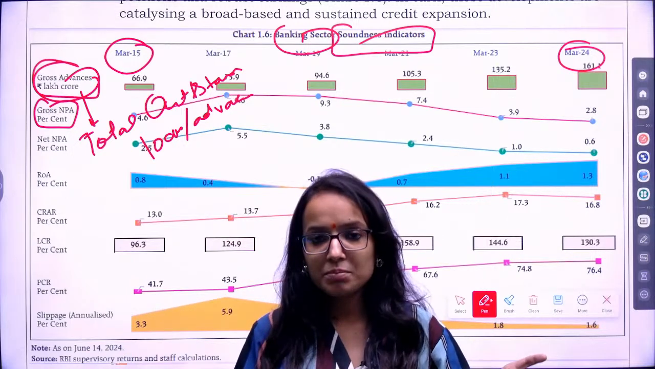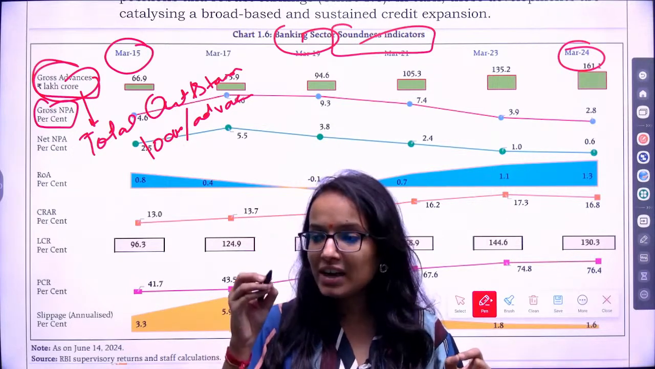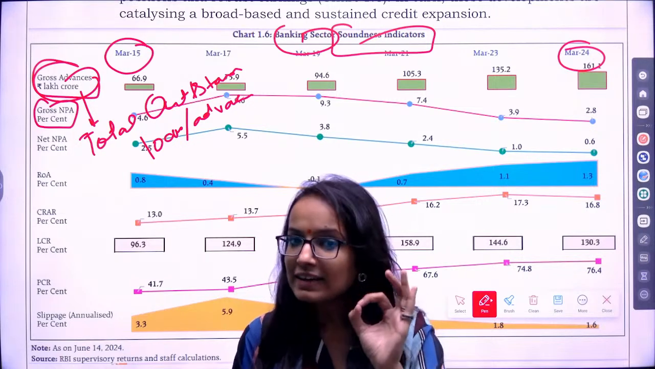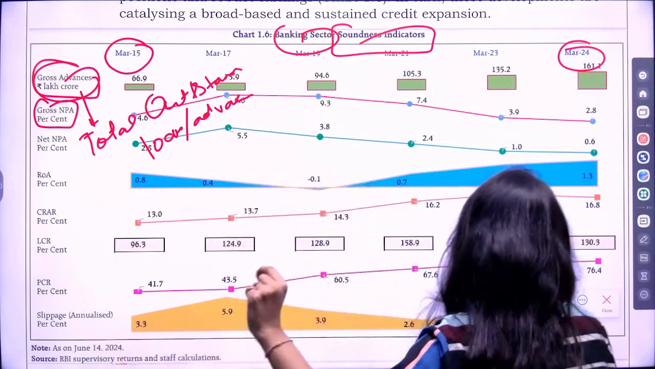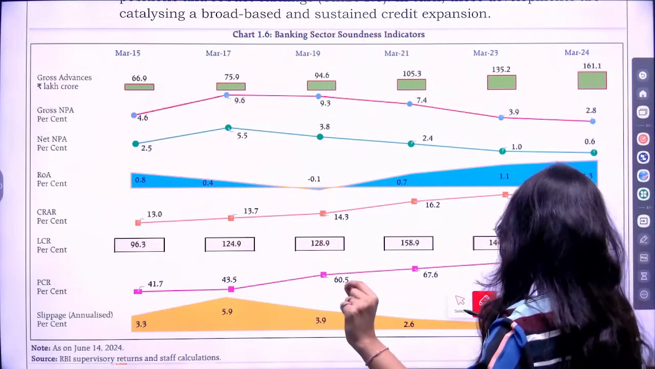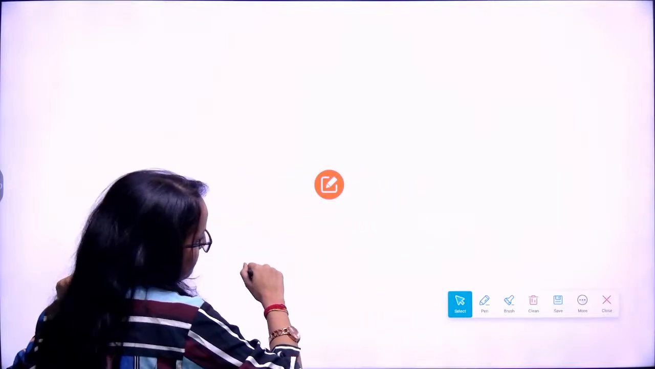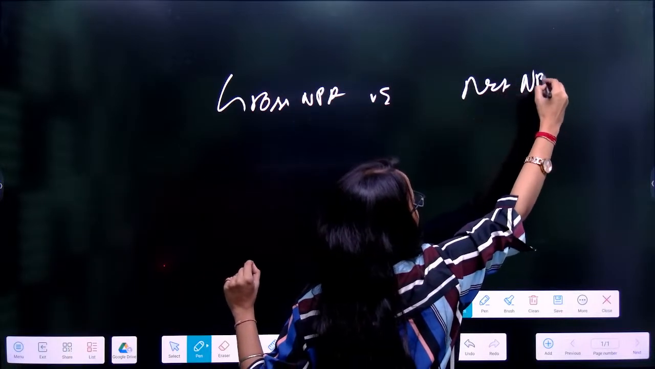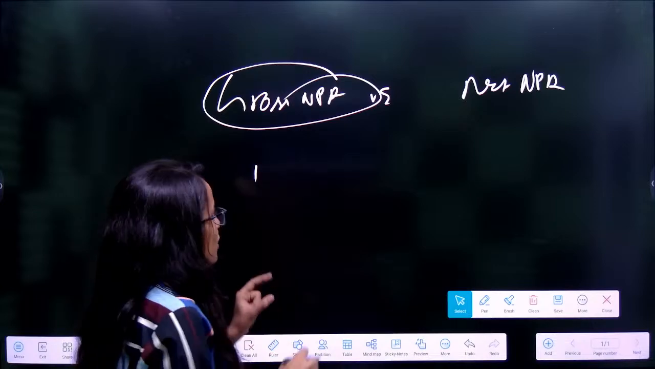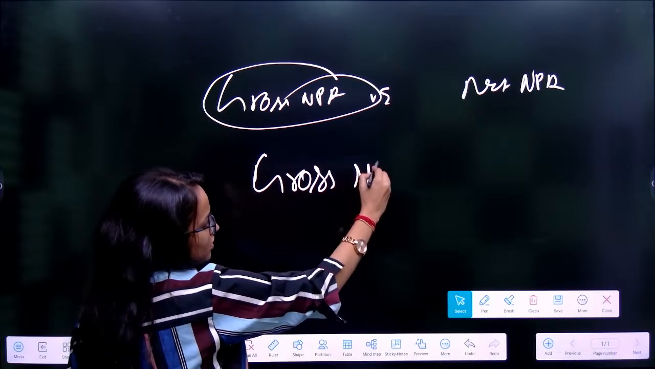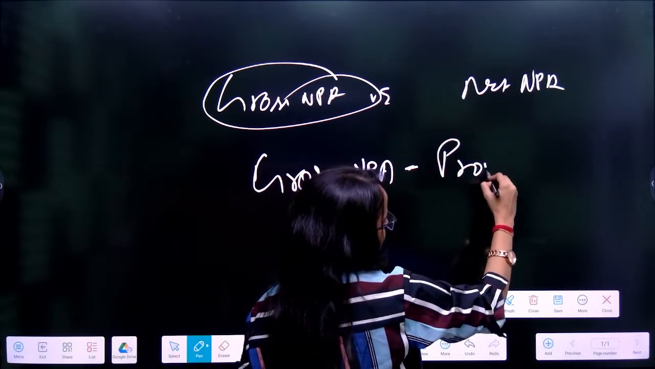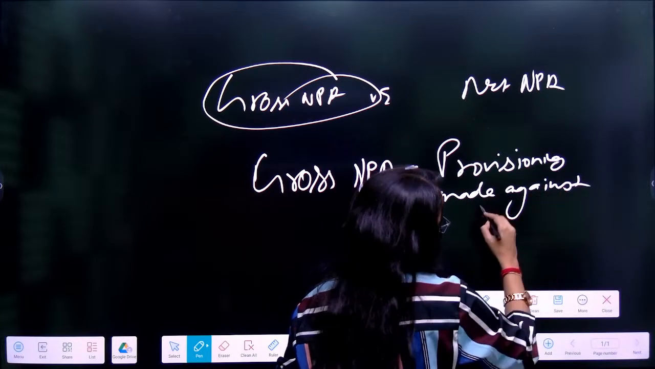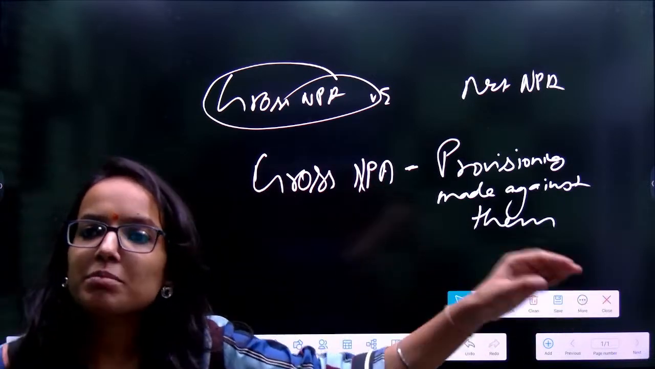What is the difference between gross NPA and net NPA? In gross NPA, you do not deduct the provisioning which you have done against them, right? So gross NPA includes the provisioning. So it is not a real indicator. The real indicator is net NPA. You can write down this formula as well if you have forgotten. Net NPA will be your gross NPA minus provisioning made against them. So net NPA becomes gross NPA minus provisioning made against them.